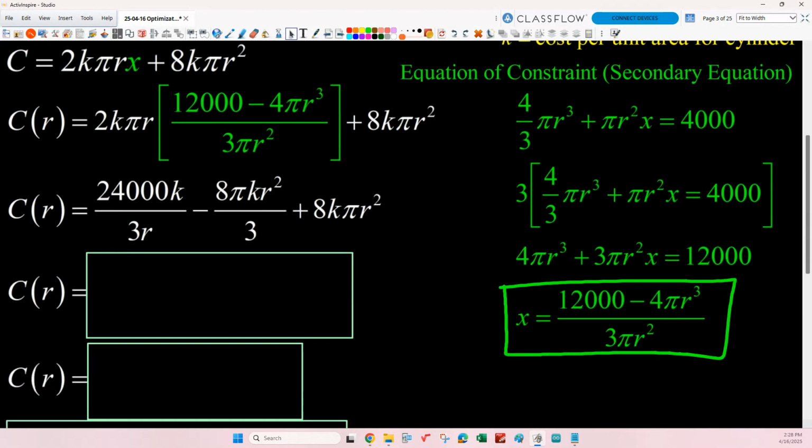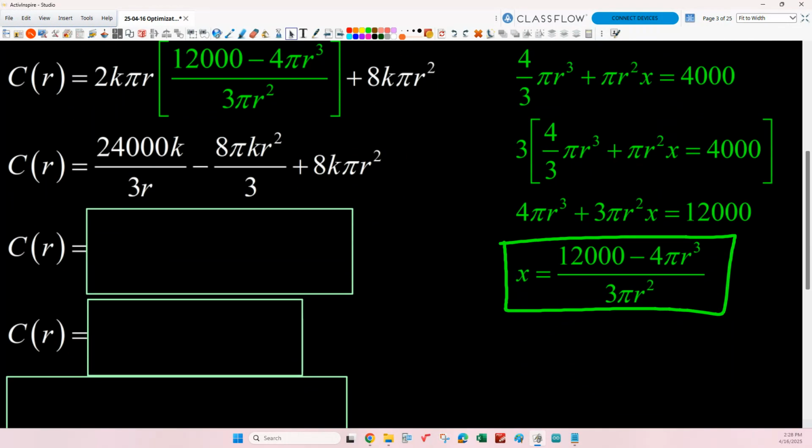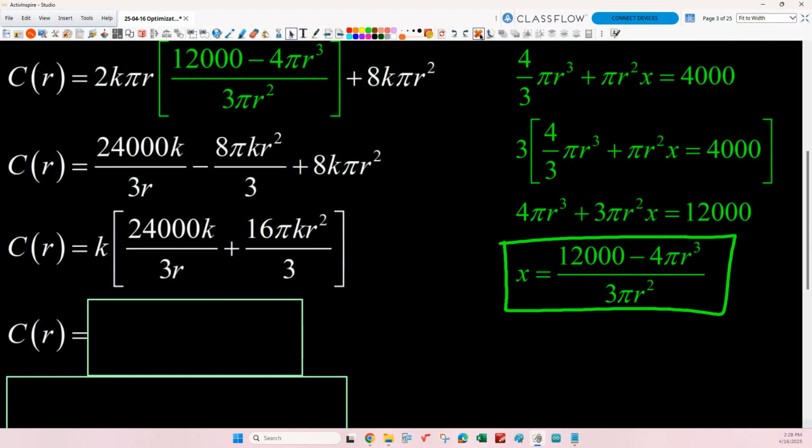Simplify it first. Okay, so I could reduce that one, couldn't I? Yeah. And what else could I do? I guess I didn't mention it, but what else could I do? Yeah, I could factor out the k, right? As far as the calculus is concerned, is k a variable or a constant? Constant.